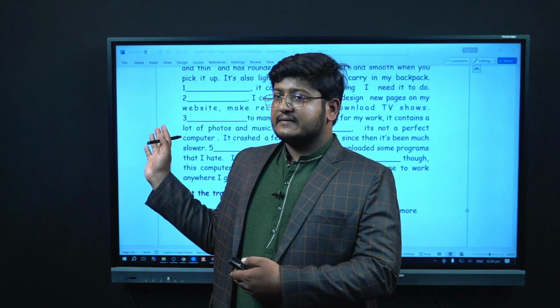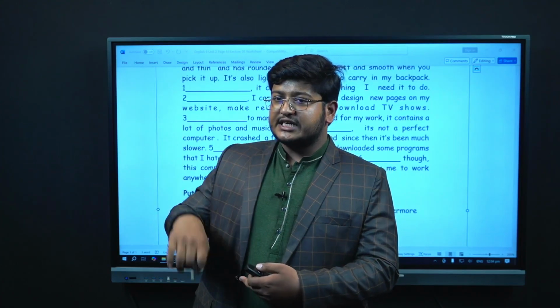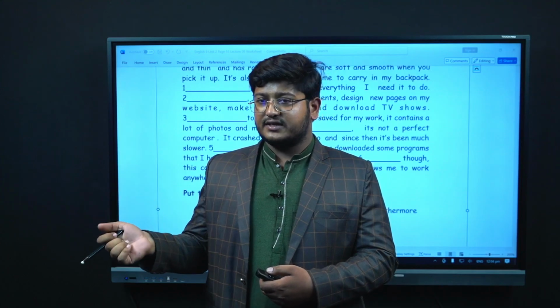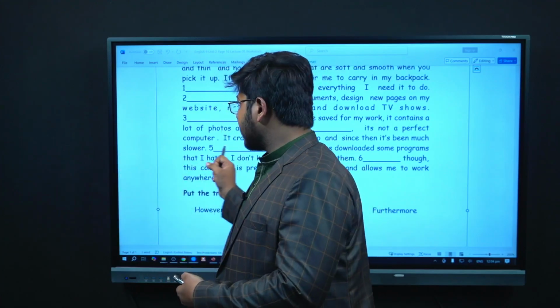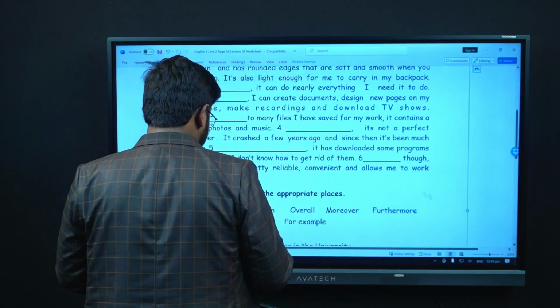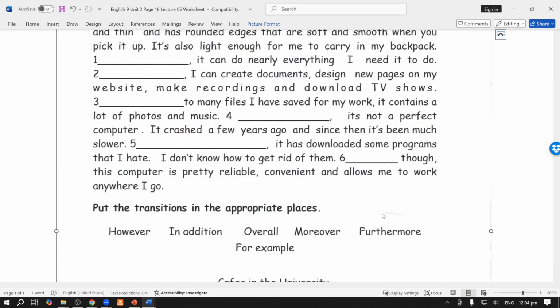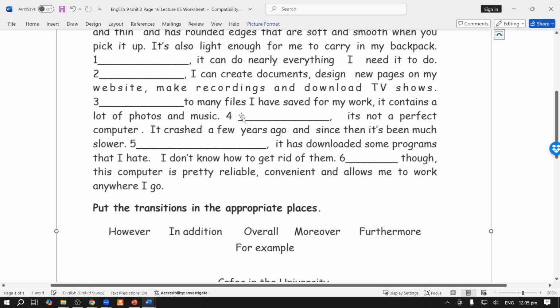So the JTN school is saying however or furthermore. There the accurate transition word is furthermore, not however, because however doesn't qualify there, like however to many files. It doesn't seem logical. Furthermore is the word. Furthermore to many files I have saved for my work, it contains a lot of photos and music. So here is the fourth blank.